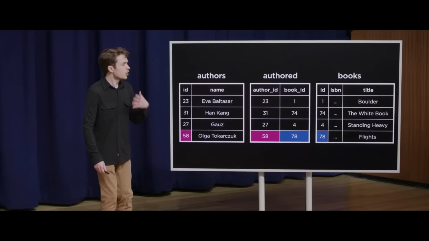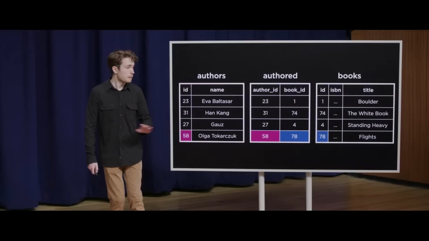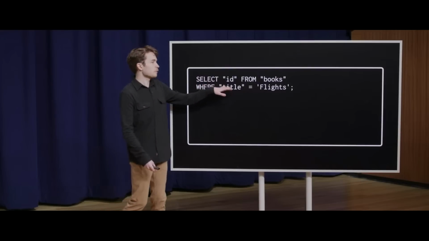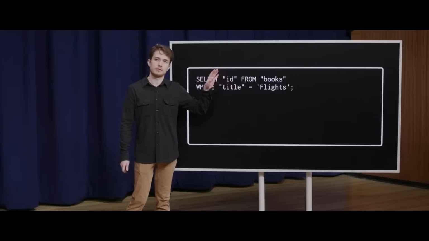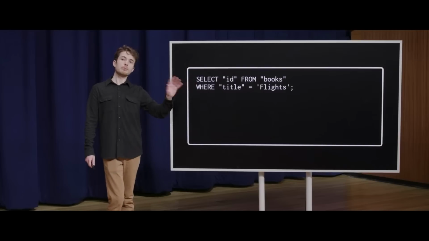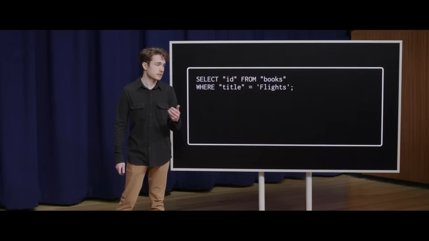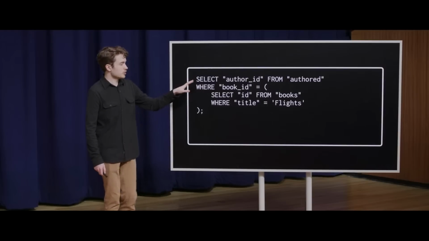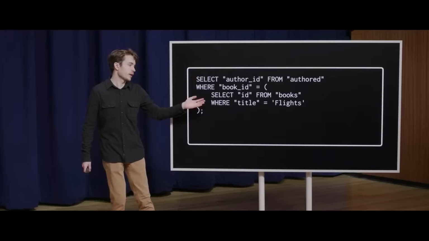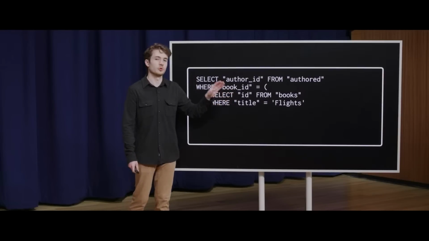OK, so let's walk through trying to make this query happen, but now using SQL keywords. I'll start first with trying to find the ID of Flights. I'll select the ID from the books table where the title is equal to Flights. OK, that's fair enough. Now, I could nest this query, put it inside another query to find the author ID of the person who wrote Flights. I'll do it a bit like this. I'll select author ID from authored, where the book ID is equal to my prior query. Select ID from books, where title is equal to Flights.